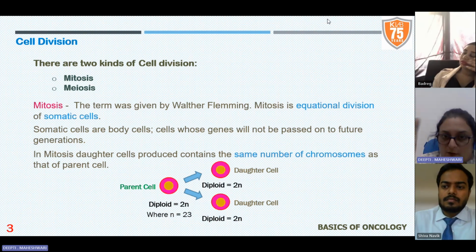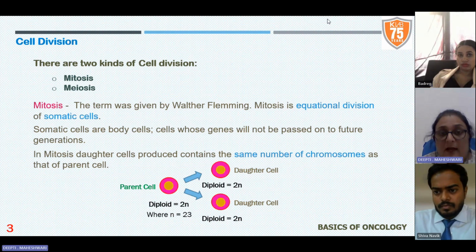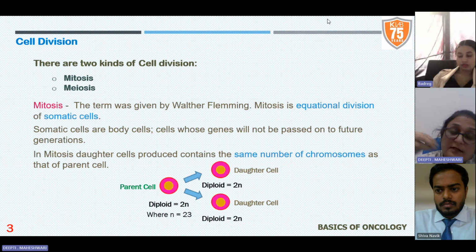So in mitosis, what happens? From one parent cell, two daughter cells are formed. These two daughter cells are exactly identical to the parent cell, and they are also diploid in nature. We are going to understand mitosis because this is going to help in understanding all the products, right? We will not be going into too much detail with respect to meiosis.